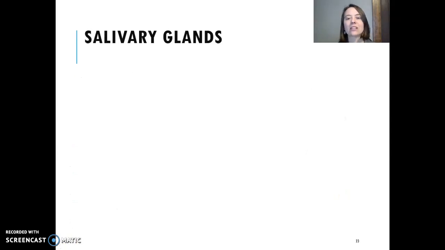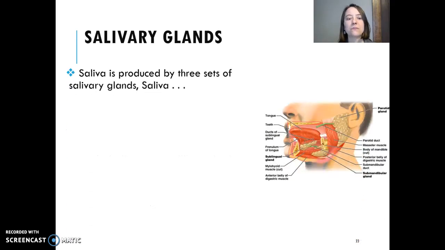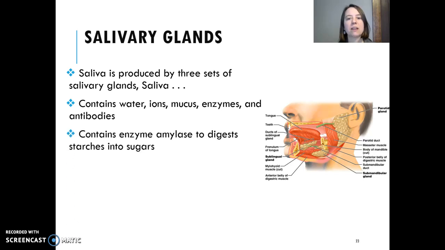So our third accessory gland in the mouth are the salivary glands. And as a gland, they secrete saliva. So saliva is produced by 3 sets of salivary glands. What is saliva? It contains water, ions, mucus, enzymes, and antibodies. So let's break that down a little bit. One of the enzymes it contains is amylase, and this is an enzyme needed to digest starches into sugars. And we have a fun lab looking at amylase.